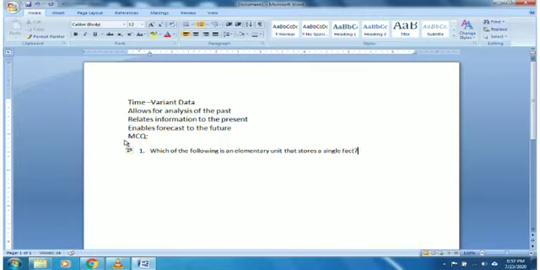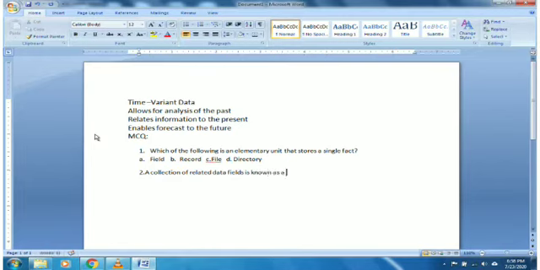A, is it a field? B, record? C, file? D, directory? Number two: a collection of related data fields is known as a dash.